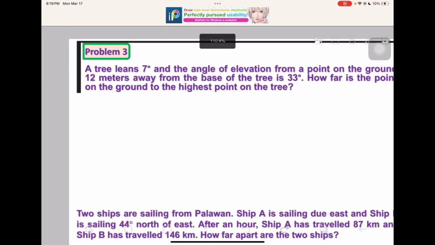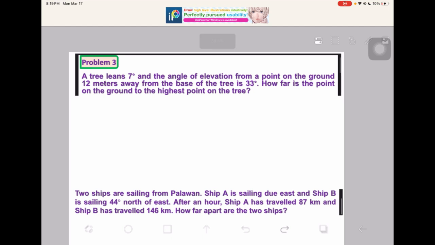So we have our first one. Problem 3. A tree leans 7 degrees and the angle of elevation from a point on the ground 12 meters away from the base of the tree is 33 degrees. How far is the point on the ground from the highest point of the tree?